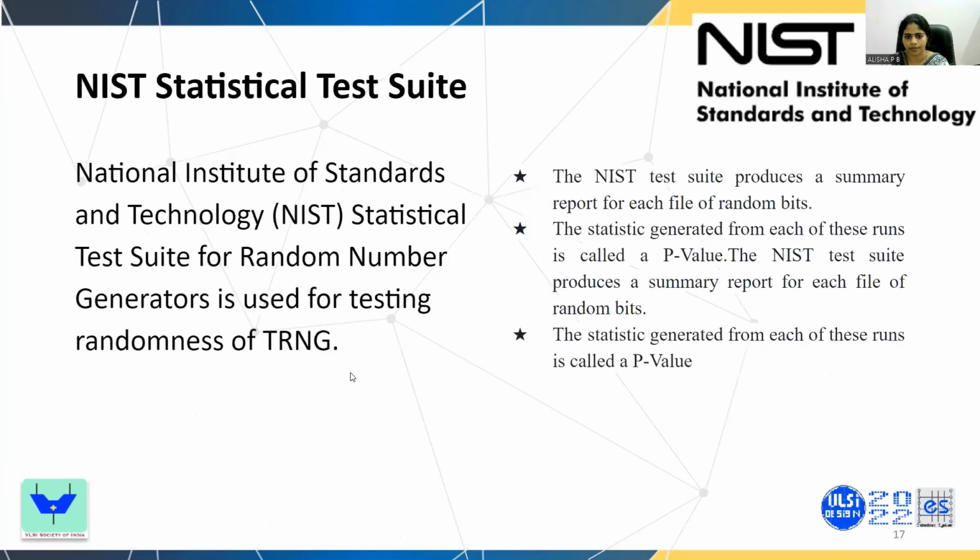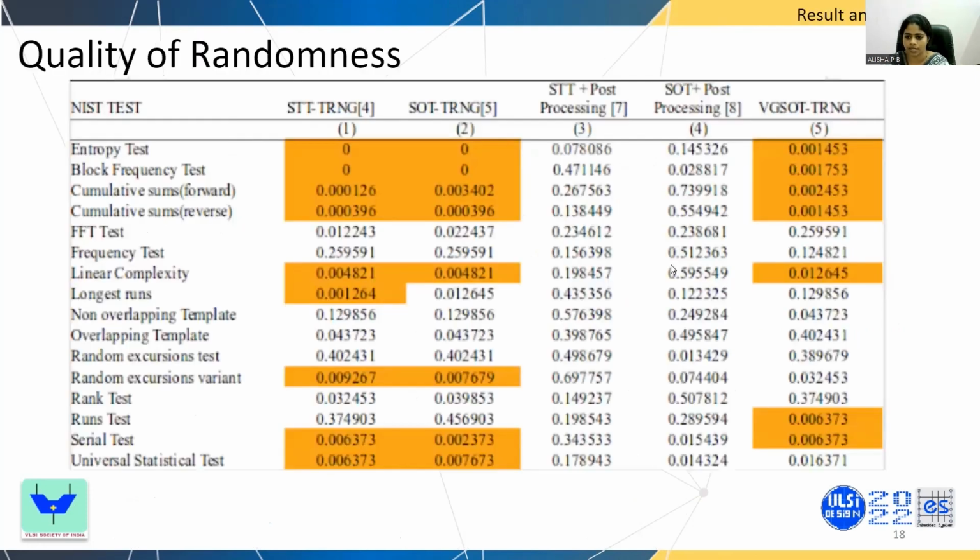Results and discussion. The quality of randomness of this design is tested using the NIST statistical test suite. It contains 15 tests and each test gets a p-value. If the value is greater than 0.01, the test is passed. So we compare the NIST tests with STT-TRNG and SOT-TRNG.